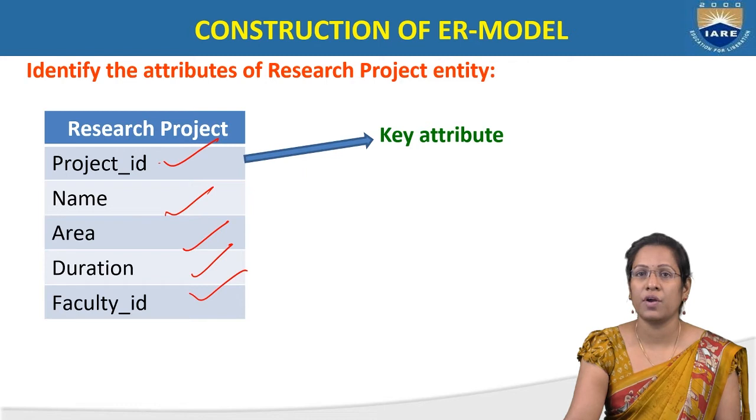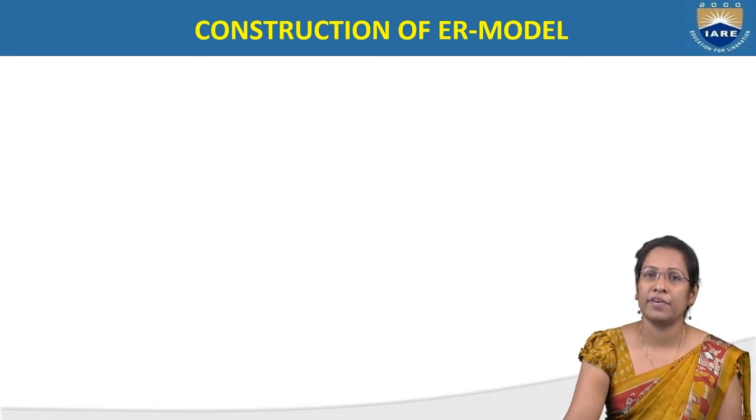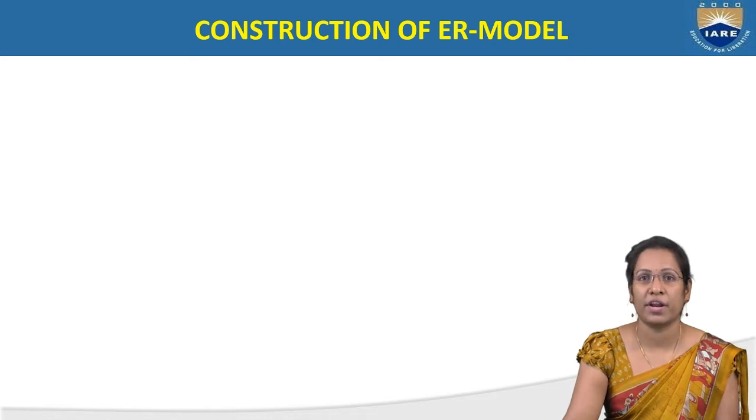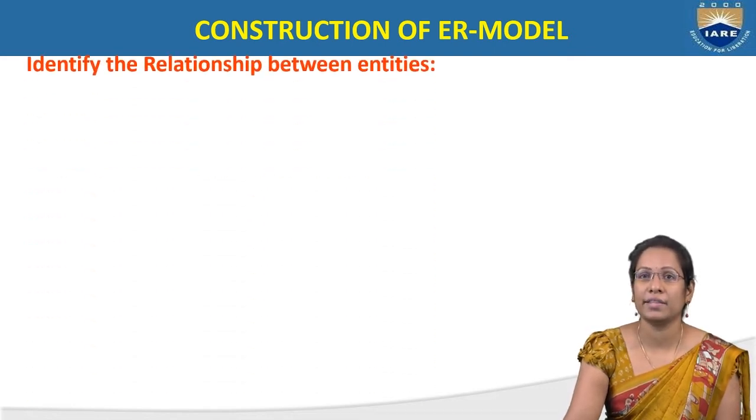So that's why the faculty ID must be in the properties of the research project entity. The first step we discussed was identifying the entities. In the second step we identified the attributes. In the third step we identified the different types of attributes. Now the fourth step is identifying the relationships between entities.